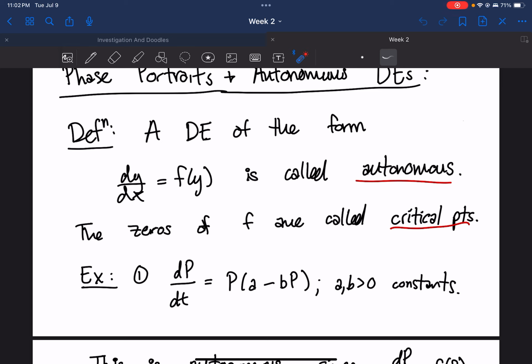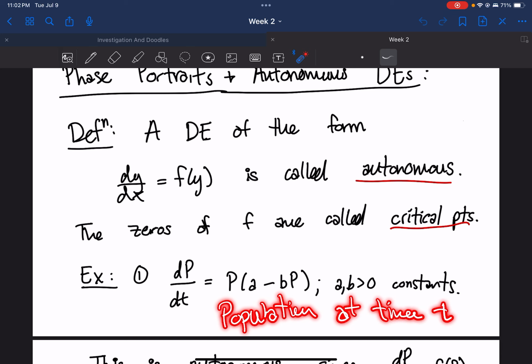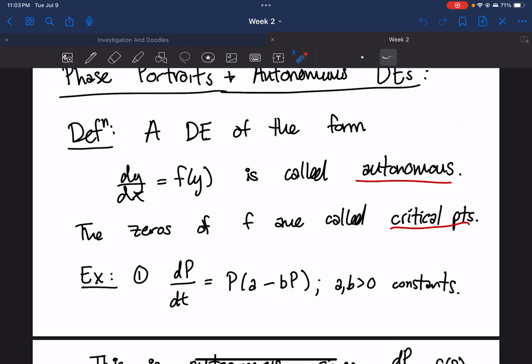that population dynamics are often autonomous differential equations. And p stands for population and t stands for time usually. So this is like the population at time t.